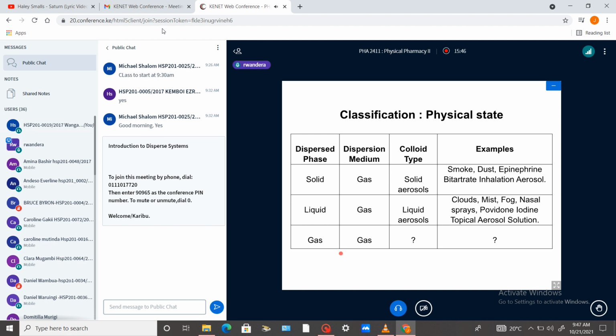Can I call out names? There are people who've joined with the listen only option. I don't know, these people don't want to speak. And why have most of you joined with the listen only option? This is very dangerous. I may not be sure that you're there. Those who've joined with the listen only option, can you switch to the microphone? Anyway, we have Amina Bashir. Amina Bashir, what happens when you have a gas dispersed in a gas?